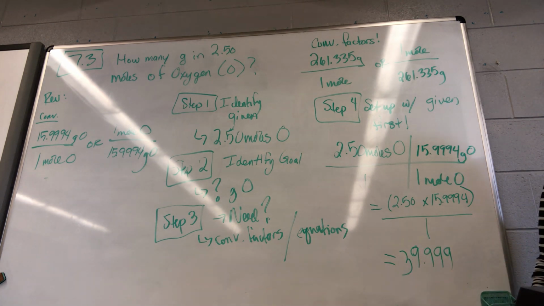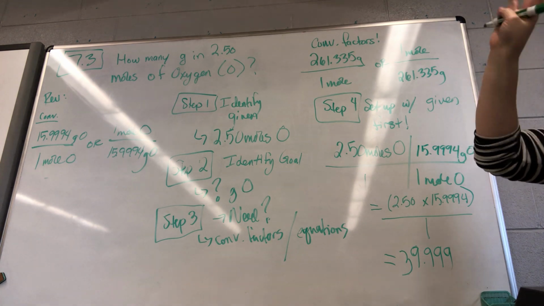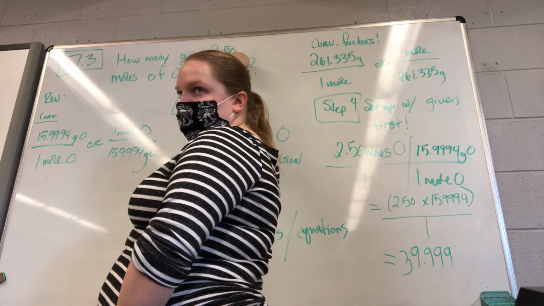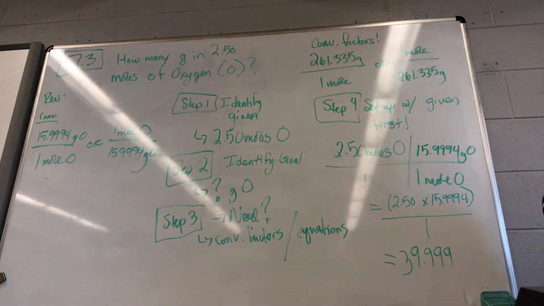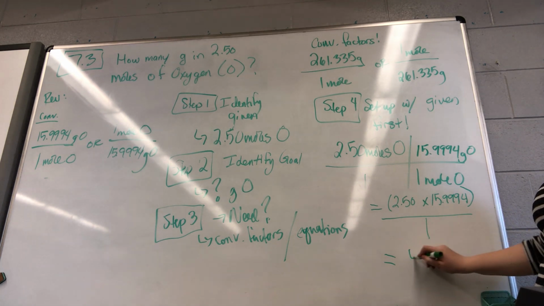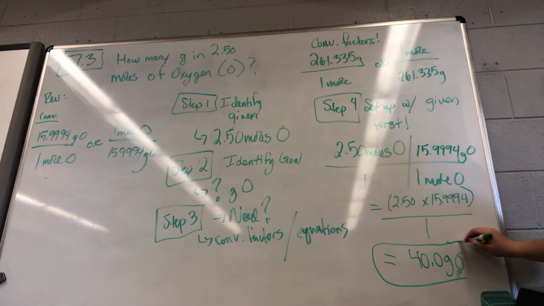Okay. Sig figs? Yes. Yes. How many sig figs? 3. 3 is the correct answer. Where did the 3 sig figs come from? The 2.50. Remember that your masses from the periodic table do not count. So, remember to add a unit. In this case, it was grams of oxygen.